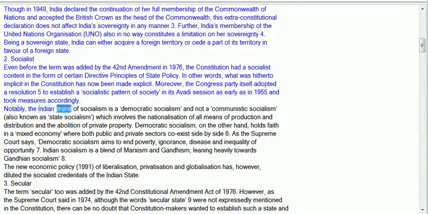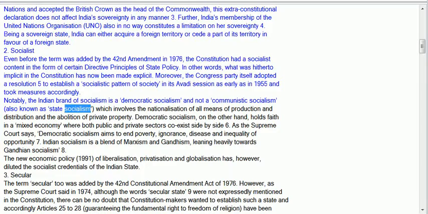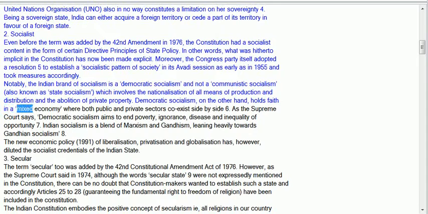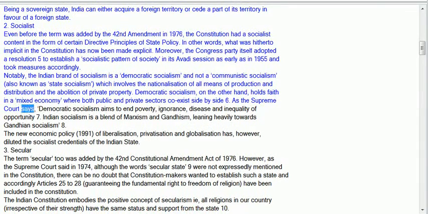Notably, the Indian brand of socialism is a democratic socialism and not a communistic socialism, also known as state socialism, which involves the nationalization of all means of production and distribution and the abolition of private property. Democratic socialism, on the other hand, holds faith in a mixed economy where both public and private sectors coexist side by side. As the Supreme Court says, democratic socialism aims to end poverty, ignorance, disease, and inequality of opportunity.